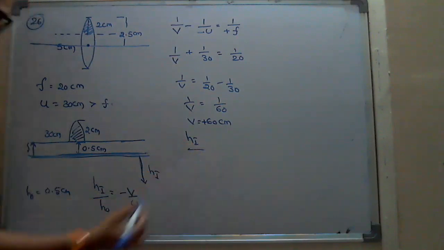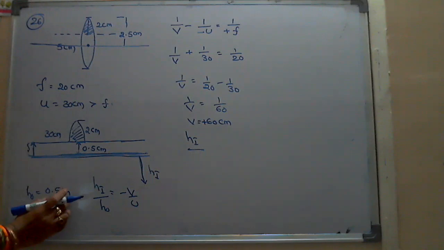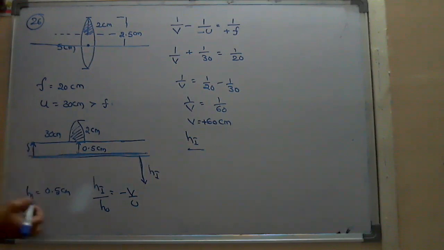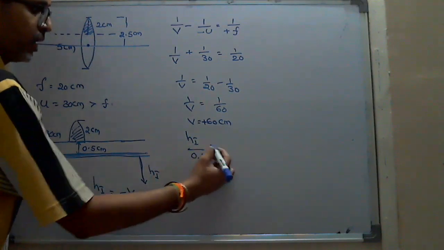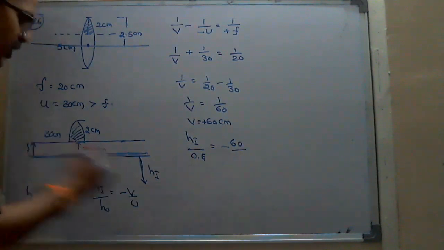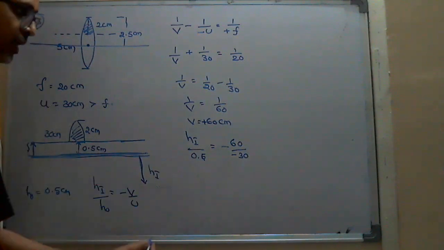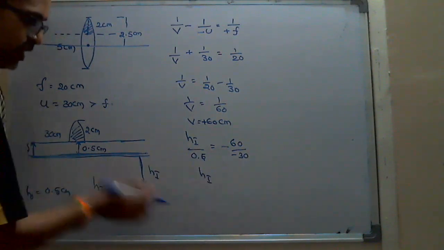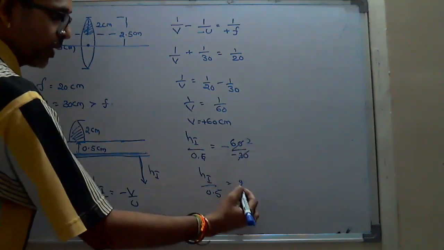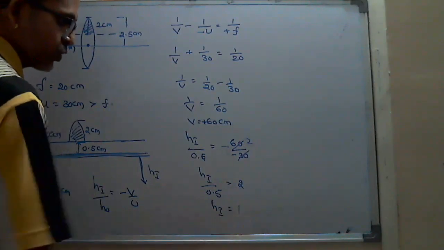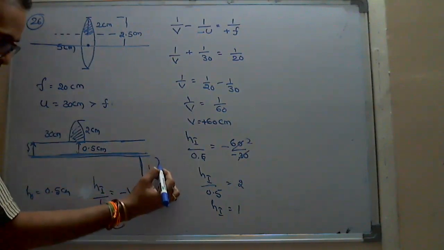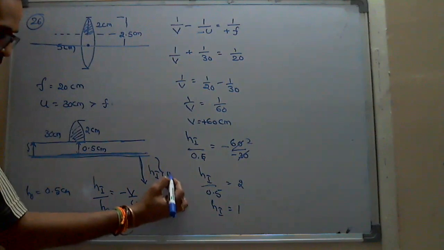Okay. So height of image by height of object. Object height, here I am taking from the original principal axis. Why? Because the object is taken on the new principal axis. So height will be 0.5. h_i by 0.5 is equal to minus v by u, v is 60 by u is minus 30. Okay. So height of image, which is inverted, h_i by 0.5 is equal to 2, plus 2 I am getting. So height of image is equal to 1. Okay. 1 here means from the original principal axis, this is 1.